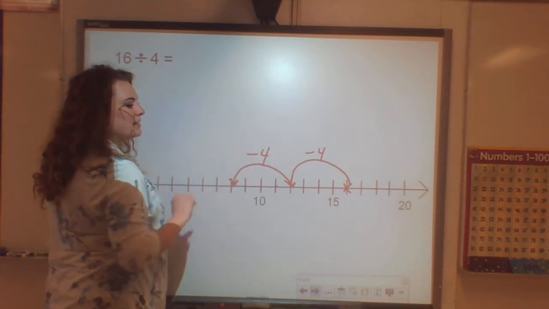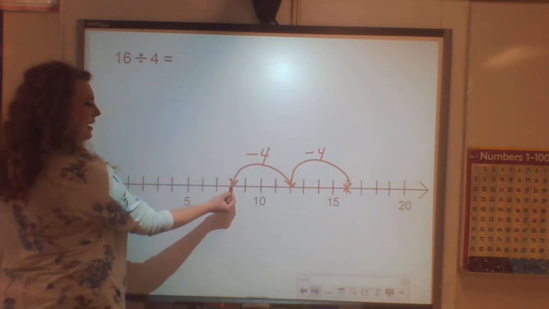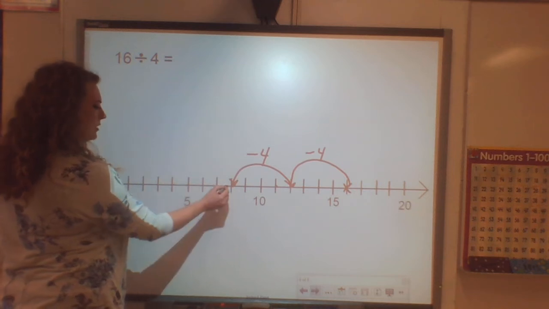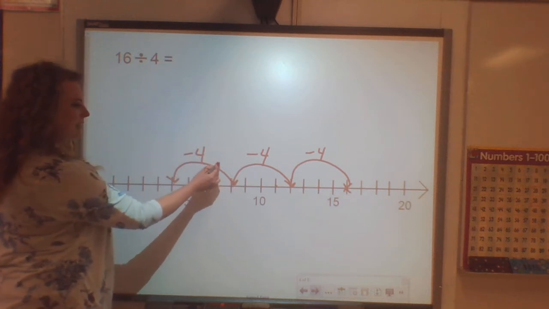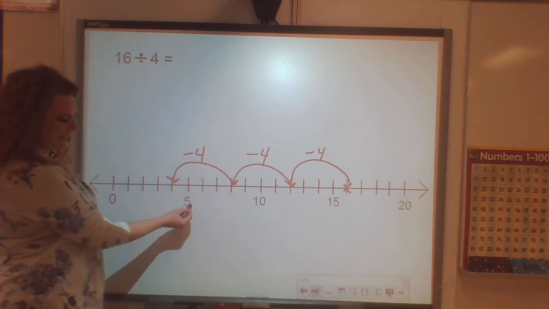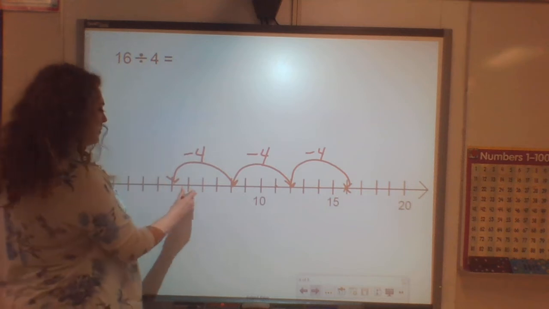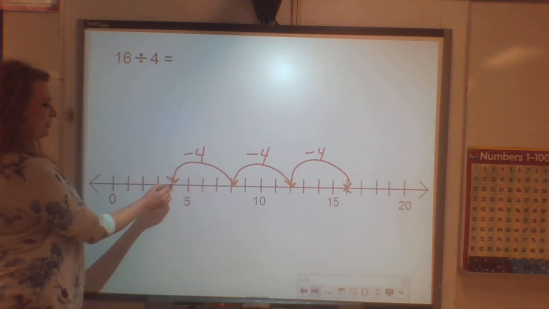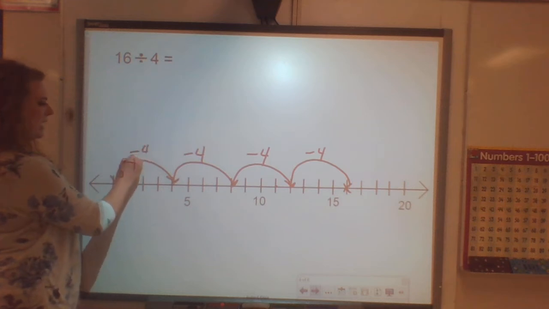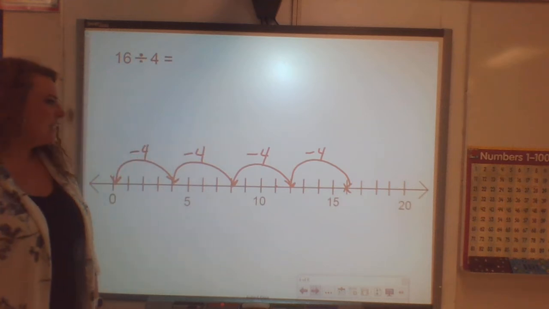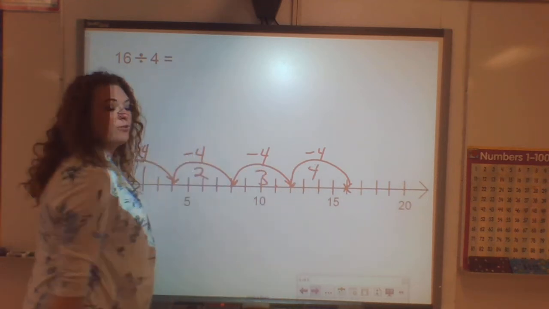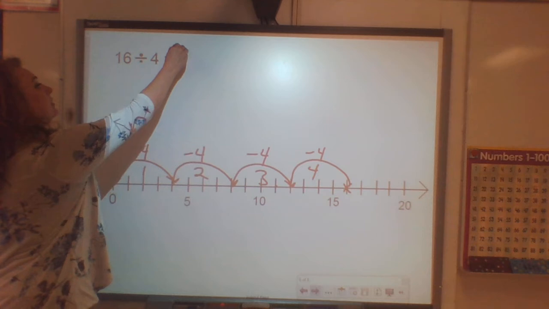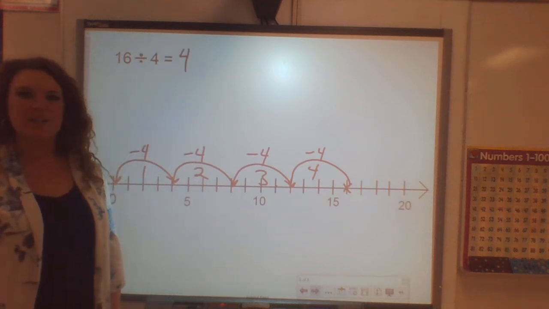I'm not at 0 yet, so I need to subtract another 4. So I have 1, 2, 3, 4. So I've subtracted another 4. 8 minus 4 is 4. And I can see that. It's 1 before 5. So I can use that number line. And now I'm going to subtract another 4. 1, 2, 3, 4. And that gets us to 0. So we're done now. I know 1, 2, 3, 4 groups. So 16 divided by 4 is 4.